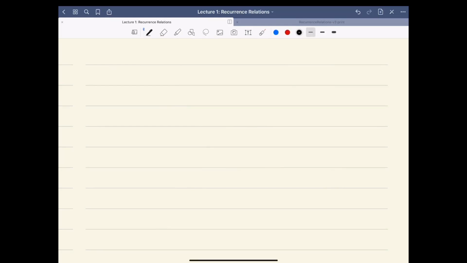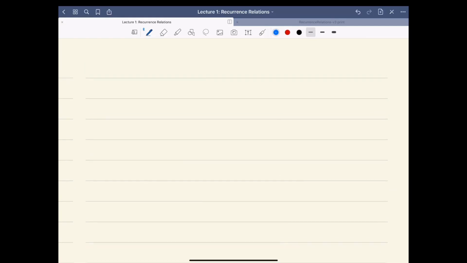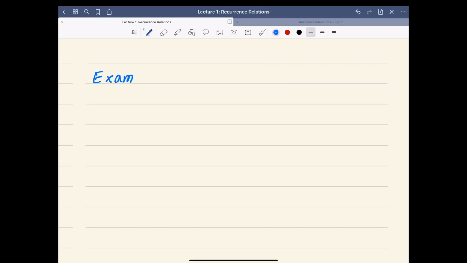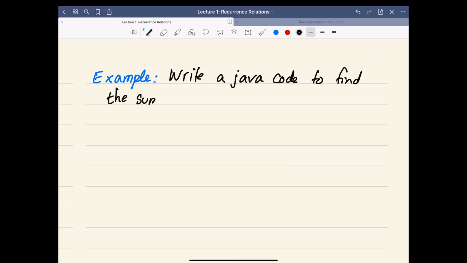Our next example is to show you how recurrence relations are related to algorithms. So again, as an example: write a Java code to find the summation that starts from 1 up to n of i. So this is our question. We will write the code in Java.